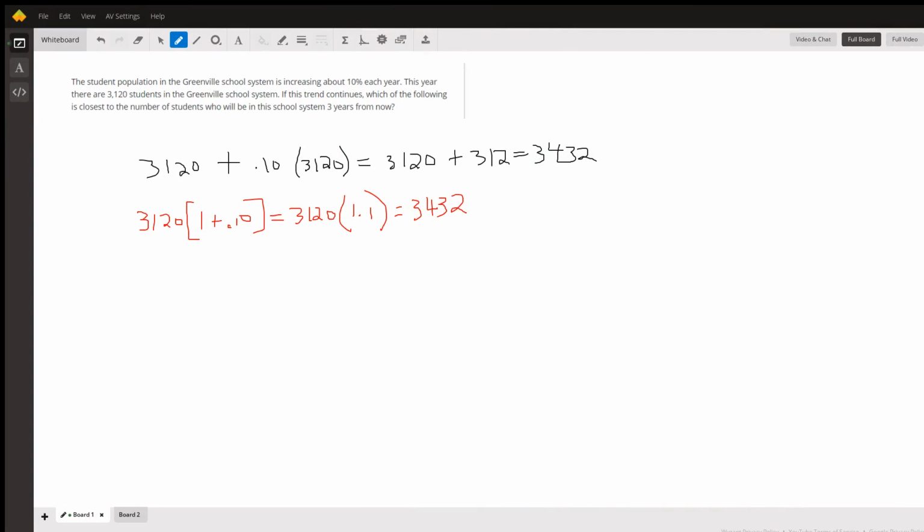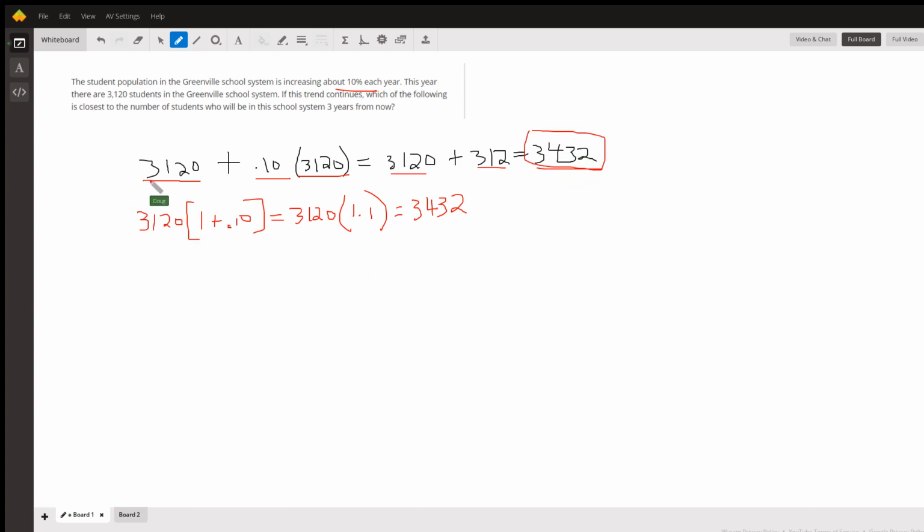What we'd like to understand here is what does it mean to increase a quantity by 10%? One way to do it is to say, here's the original amount, and I'm going to add on 10% of that original amount to get the new amount. So here's 3,120 plus 10% of 3,120, which is 3,432. That's what the new amount would be after 1 year.